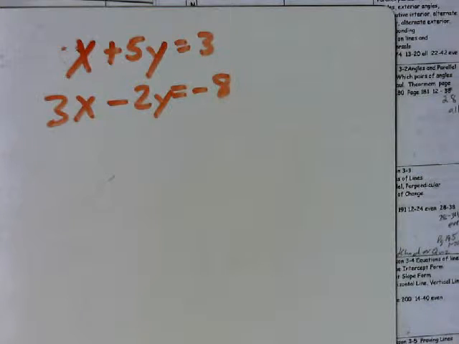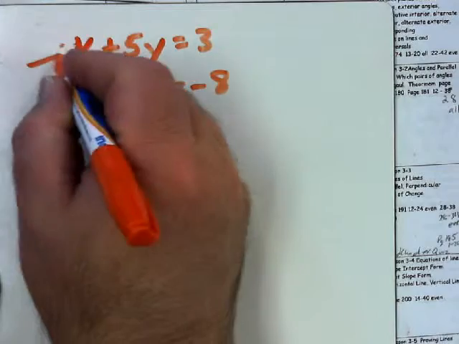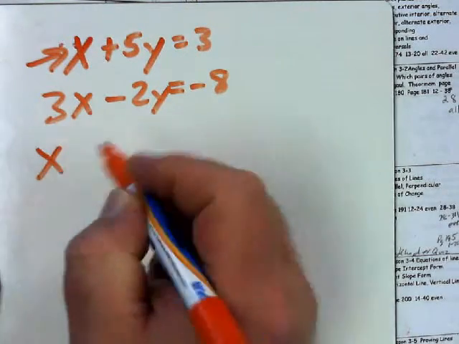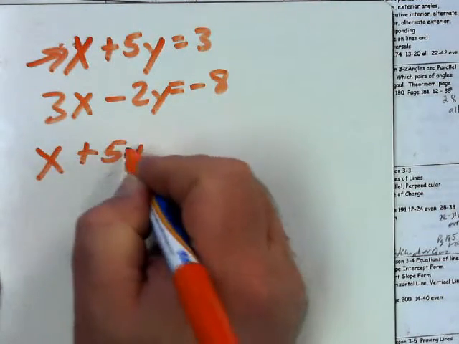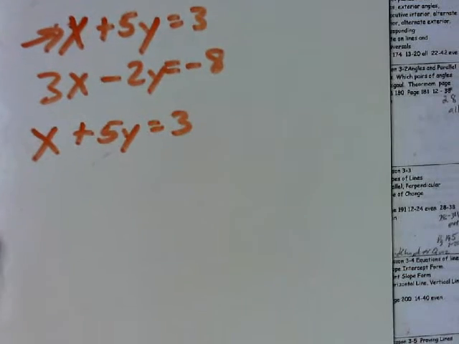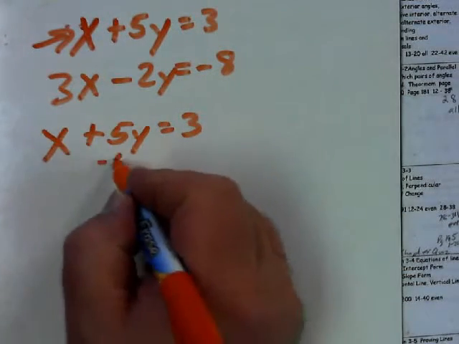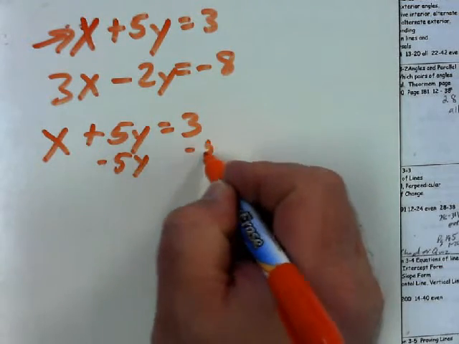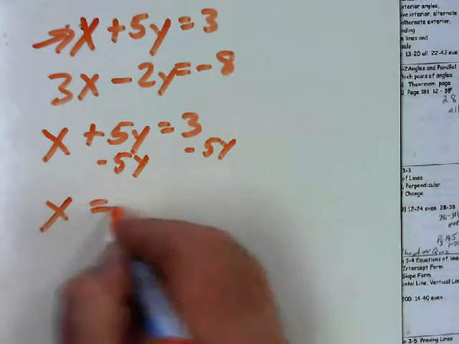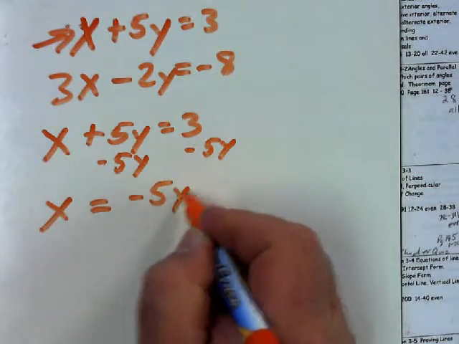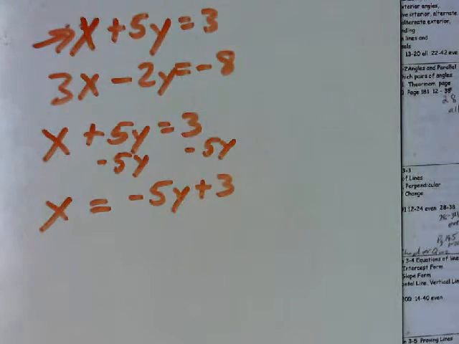Can I do that? So I'm going to take this first equation, solve it for x, which means I have to do what? Subtract 5y. Okay, so I subtract 5y. So x equals negative 5y plus 3.